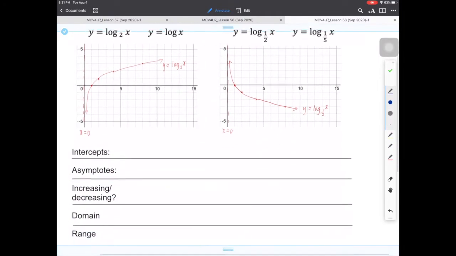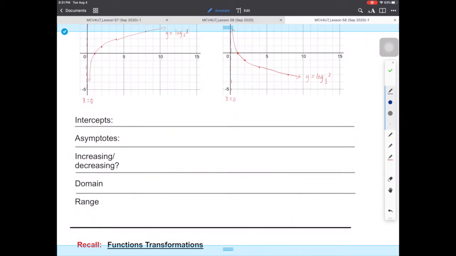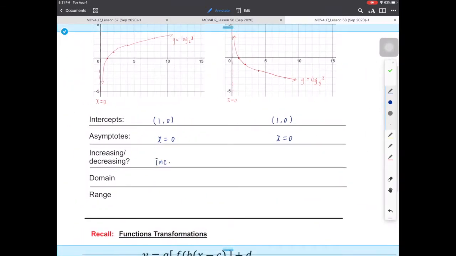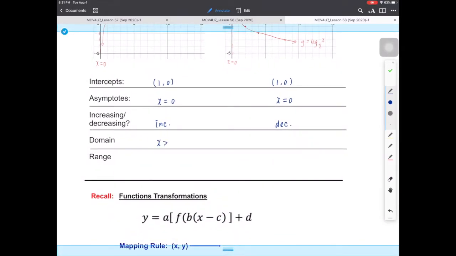Okay, so let's complete the chart. Intercepts. Where are the intercepts of these functions? Well, we have (1, 0) for both. Both have a vertical asymptote of x equals 0. The graph on the left is an increasing function. The function on the right is a decreasing function. Domain is x greater than 0. Range is any real numbers.